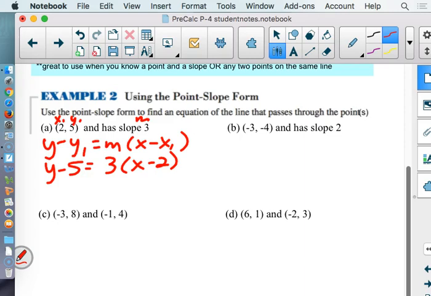Now, we don't stop, and here's why. As mathematicians, that should drive us bonkers. We should be saying, oh, I've got to distribute the 3 and move the 5 over. There's another reason that we make sure we change this into slope-intercept form, and we'll talk about that as we get a little farther today. So we will distribute, and we will add 5, and get y equals 3x minus 1.